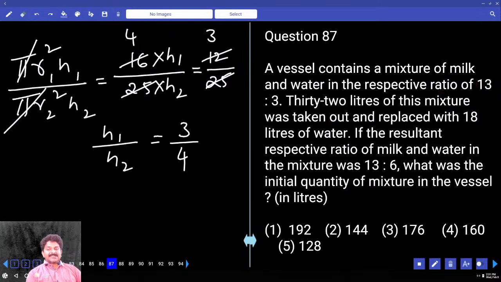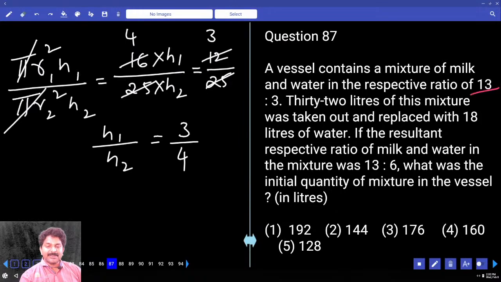A vessel contains a mixture of milk and water in the ratio 13:3. 32 liters of this mixture is taken out and replaced with 18 liters of water. If the resultant respective ratio between milk and water in the mixture was 13:6, what was the initial quantity of the mixture in the vessel? Okay, right. So a couple of ways are there to answer the question.